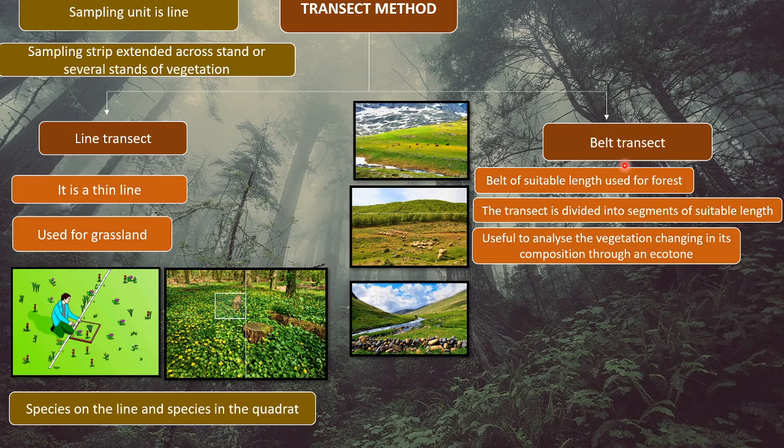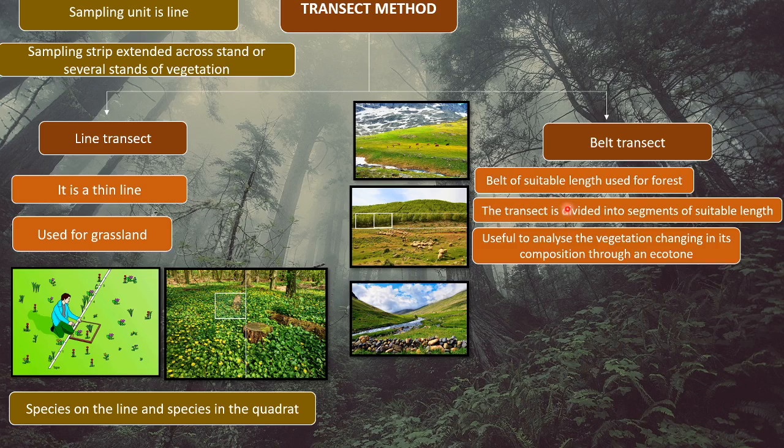So what is done in belt transect? This is one line, then it becomes line transect. Then I take another line, so this looks like a belt, and in the belt, so now you can see that there are both kinds of community present in the belt, the forest community also and the grassland community also. And I can now divide this into different segments, one segment of one quadrat, second segment of second quadrat. Like that I can keep on making different segments and different quadrats.